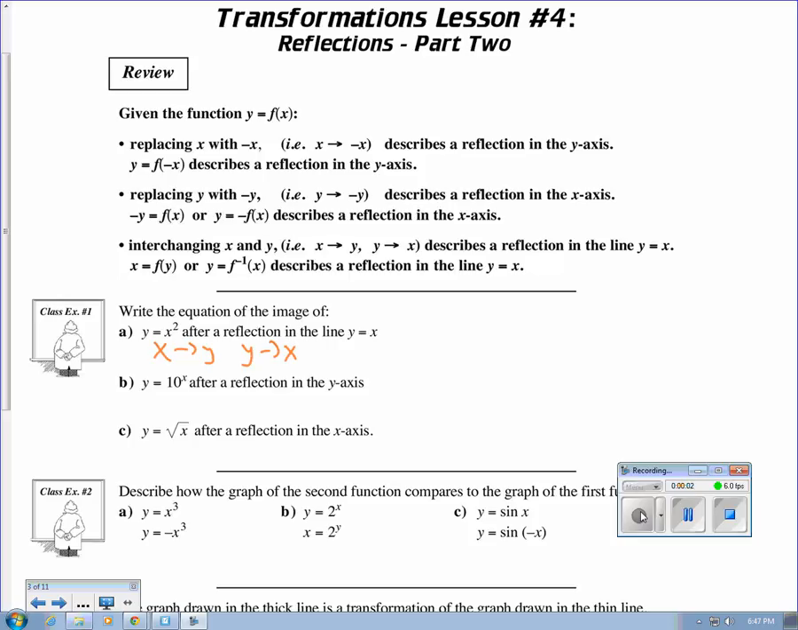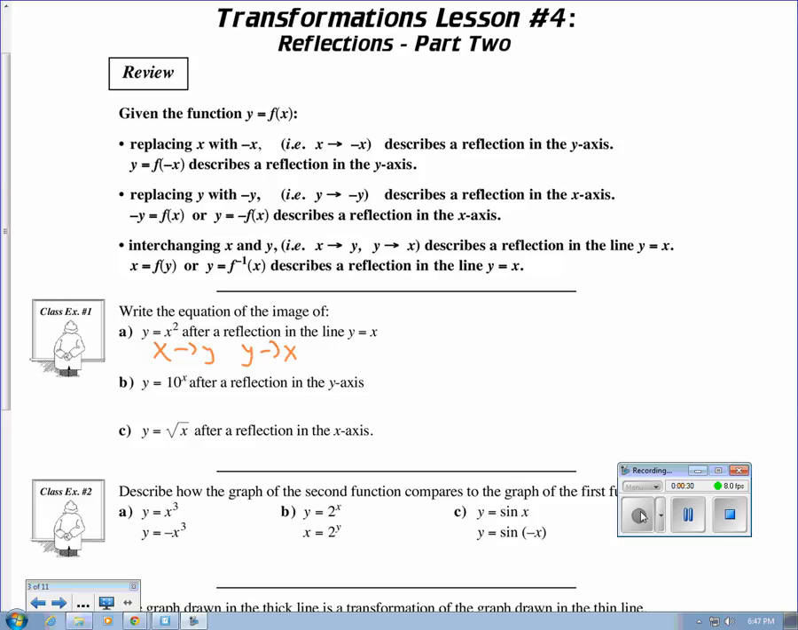So this is lesson 4, which is part 2 of our work today. And we're looking to summarize our ideas. So there's a nice summary: replacing x with minus x, that's a reflection in the y-axis. Replacing y with minus y, that's a reflection in the x-axis. And if you flip x and y, you're getting an inverse. So we get a little bit of practice of that.